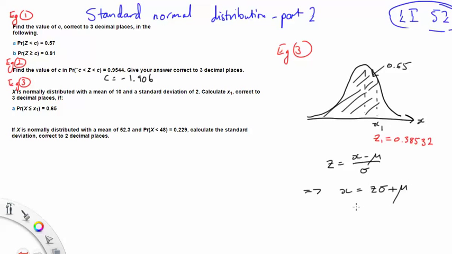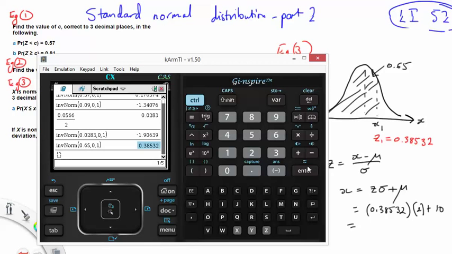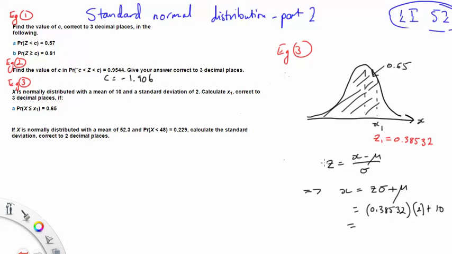Doing our transposition there, I know the z value, 0.38532. We know the sigma is 2, and we know the mean is 10. Let's use our CAS to calculate that. That's times 2 plus 10. There's our x value, 10.7706. So that's 10.771. So x1 equals 10.771.